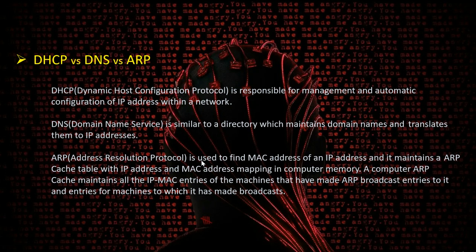In this typical world, we can't remember the IP address of every website. That is the reason DNS evolved. And the last one is the Address Resolution Protocol. ARP is used to find the MAC address of an IP address, and it maintains an ARP cache table in the computer's memory, where each time it receives or sends out an ARP broadcast, it maintains the records of the IP address and the MAC entries of that particular IP. So this is with respect to the protocols that we missed to cover.